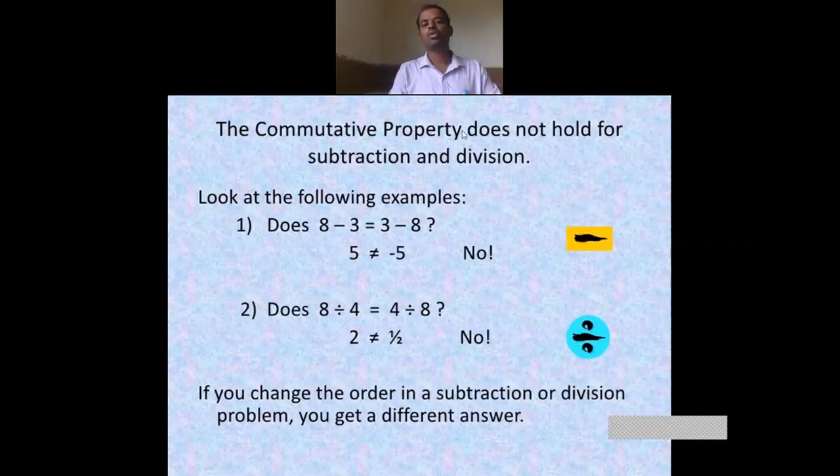And here, the commutative property does not hold good for subtraction and division. Why does this happen? In the last one, we wrote 8 minus 3, and here we have written 3 minus 8. 8 minus 3 is 5, and 3 minus 8 is minus 5. Therefore, LHS is not equal to RHS, so the commutative property under subtraction does not hold good. Same thing with division: 8 divided by 4 is 2, but 4 divided by 8 is 1 by 2. Therefore, the commutative property under division does not hold good.